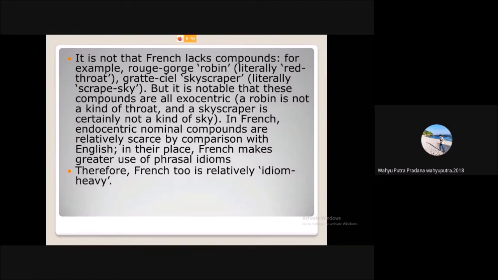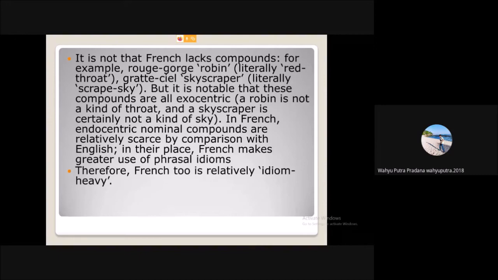It is not that French lacks compounds. For example, rouge-gorge, literally red throat, and gratte-ciel, or skyscraper, literally scrape-sky. But it is notable that these compounds are all exocentric, because a robin is not a kind of throat, and a skyscraper is certainly not a kind of sky. In French, endocentric nominal compounds are relatively scarce by comparison with English. In their place, French makes greater use of phrasal idioms.